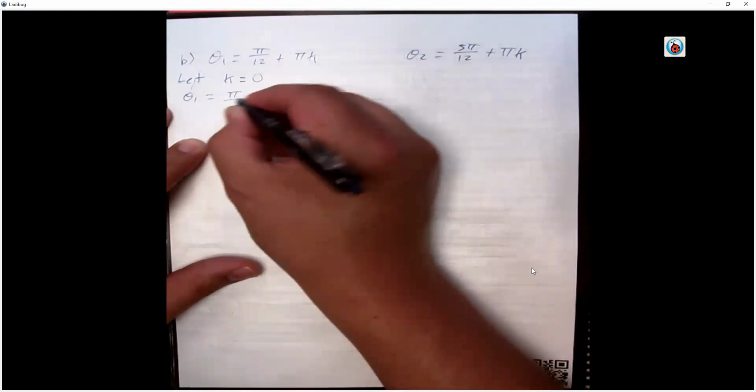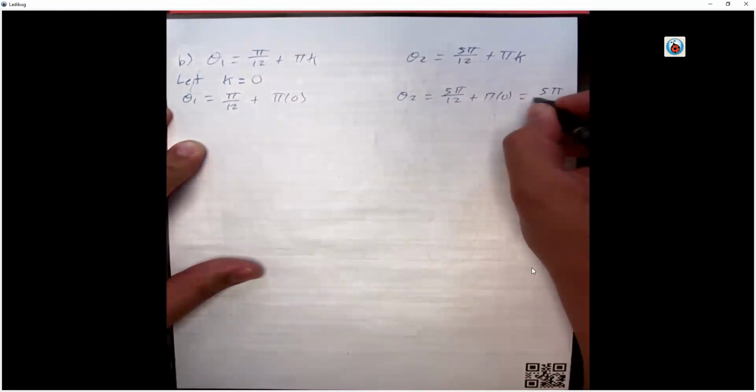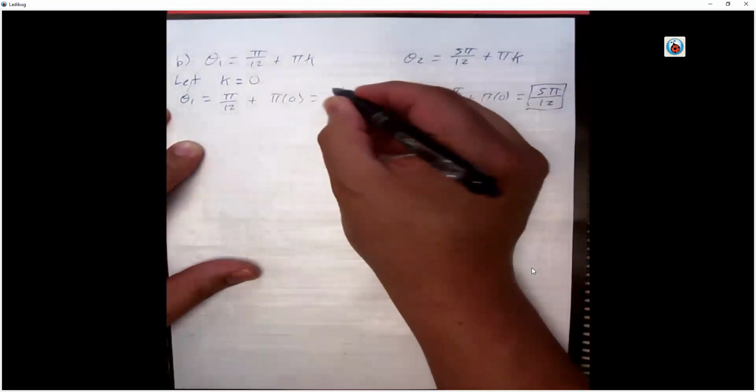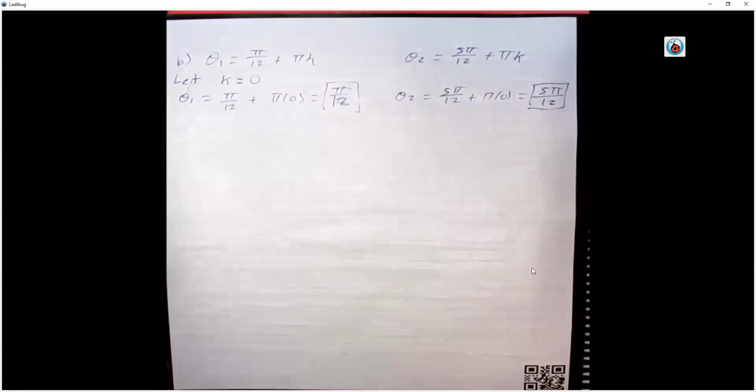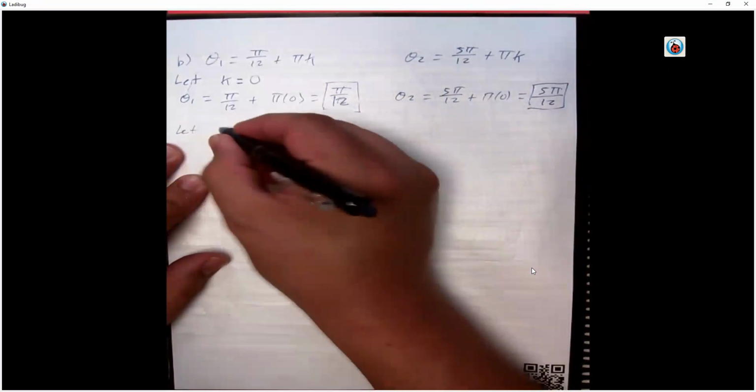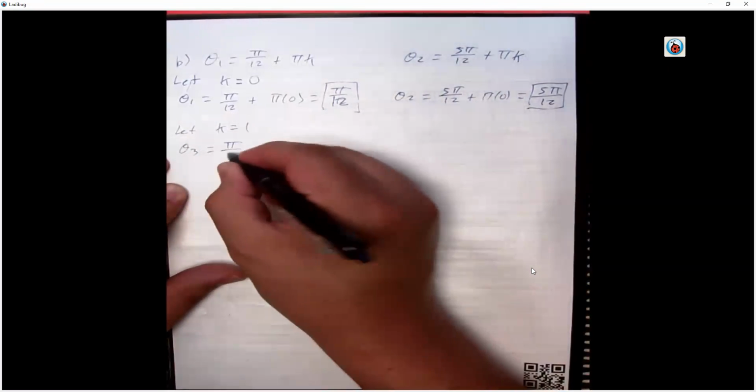Theta 1 will be pi over 12 plus pi times 0. Theta 2 will be 5 pi over 12 plus pi times 0. So my first two solutions are these guys. Okay. Now let k, the next set, equal 1. So theta 3 will be pi over 12 plus a single pi. Theta 4 will be 5 pi over 12 plus a single pi.